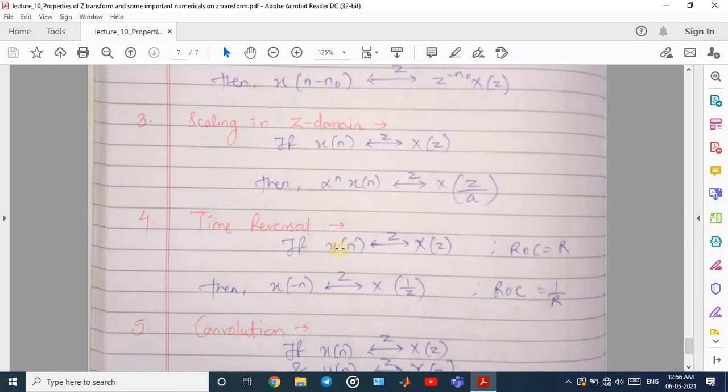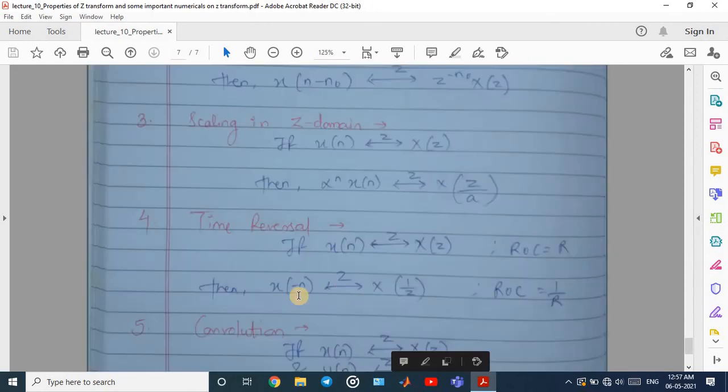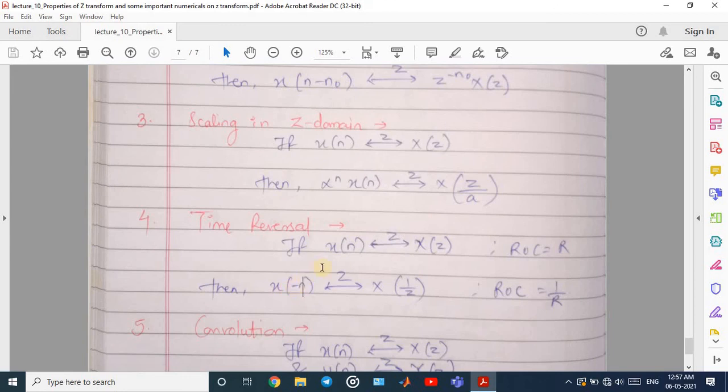So next is time reversal. Time reversal is nothing but a change in the sign of n in x of n. So this property states that if the z transform of x of n is x of z with ROC r, then the time reverse of x of n, which is x of minus n, has z transform x of 1 upon z. That's it, with ROC 1 upon r.